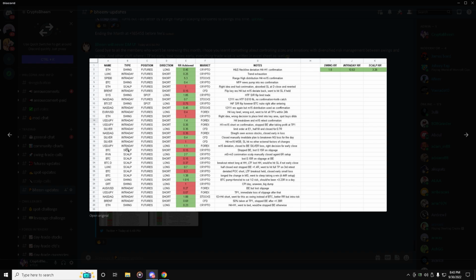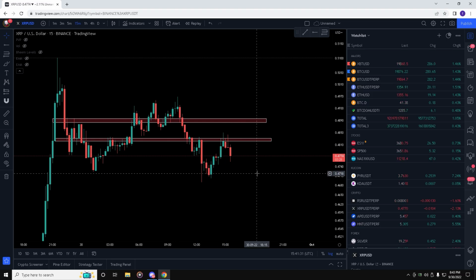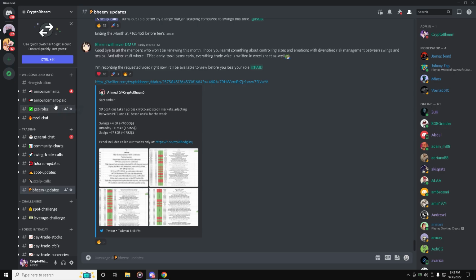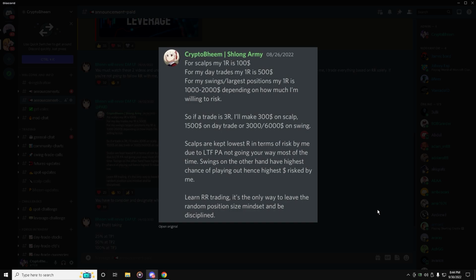I've also mentioned swing, intraday, scalp, and you can see the differences in the RR of these trades and how diversified risk management helps between keeping your swing RR setups low but risking more money on them, and keeping your scalp RR setups high but risking less money on them. Specifically talking about this thing over here. Scalps 1R is $100, for day trades 1R is $500, for swings. 1R represents one unit of risk. In case stop loss hits, I'm going to lose negative 1R, which is equivalent to some sort of a monetary value I have set for myself.